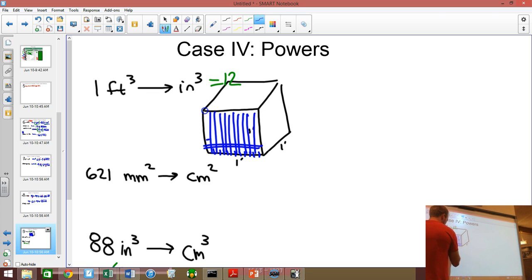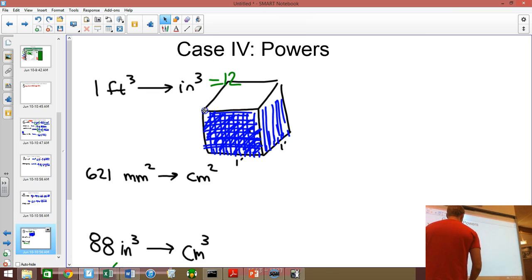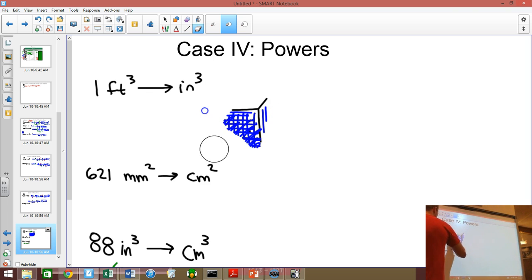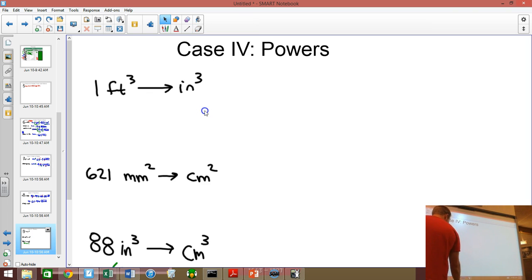And then there's 12 this way. So there's literally 144 of these squares on the top. And it's actually 12 deep. So this one's really complicated. There's actually 12 times 12 times 12 cubic inches in a cubic foot. So that's how this actually works. These powers work like that.